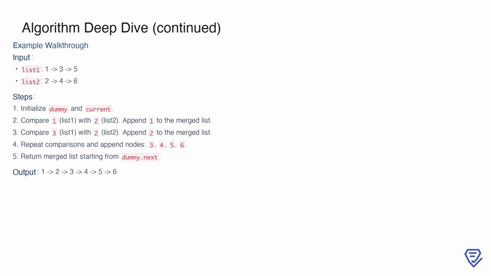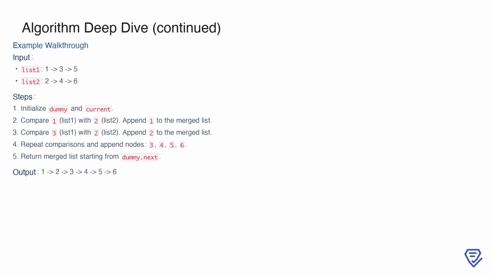Suppose list 1 contains the nodes 1, 3, and 5, while list 2 contains the nodes 2, 4, and 6. First, we initialize the dummy node and the current pointer. We then compare the first nodes of list 1 and list 2. Since 1 is smaller than 2, we append the node with value 1 to the merged list and move the pointer in list 1 forward. Next, we compare 3 from list 1 with 2 from list 2. This time, 2 is smaller, so we append it to the merged list and advance the pointer in list 2.